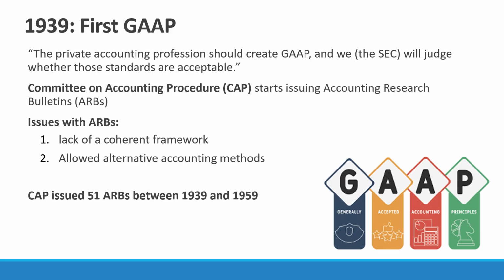So in 1939, the Committee on Accounting Procedures, CAP, the committee of the American Institute of Accountants, which would later become the AICPA, began issuing accounting research bulletins, ARBs, basically the first GAAP rules. They included early revenue recognition guidance, inventory valuation rules, and long-term contract methods, like, for instance, percentage of completion.